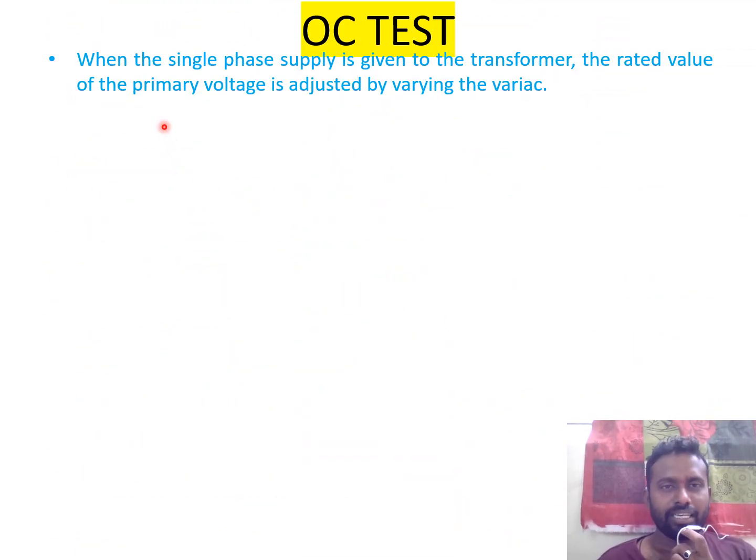Now the OC test. When a single phase supply is given to the transformer, the rated value of the primary voltage is adjusted by varying the variac. This is how the experiment is done. The rated value of primary voltage is adjusted by the auto transformer that we have seen. You'll have an auto transformer by varying which you'll apply the rated primary voltage.